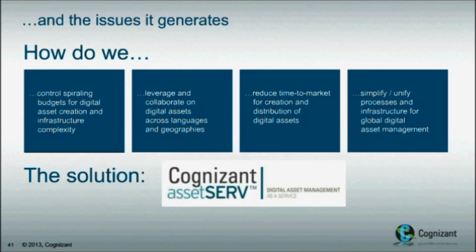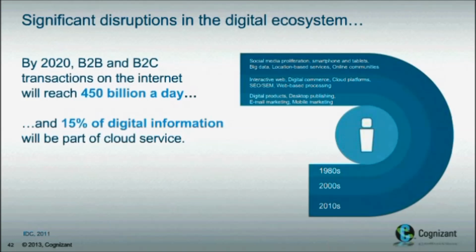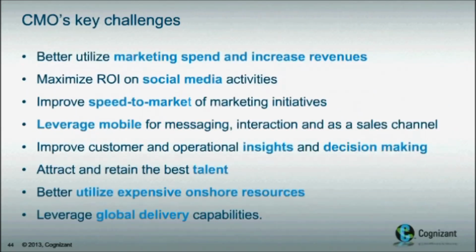If you take the idea that the enterprise is struggling with all of this explosion of digital assets and these challenges, and you now amplify it to say, well, the chief marketing officer has this challenge of working within this context. You've got hundreds of thousands or millions of customers that you're working with in a B2B or a B2C capacity. There'll be millions of internet transactions, and 15% is going to be digital information as part of the cloud. And how is a marketing officer, a CMO, able to deal with that, work with that, especially given some of their complex challenges that they have today, which is utilizing the spend, increasing revenues.